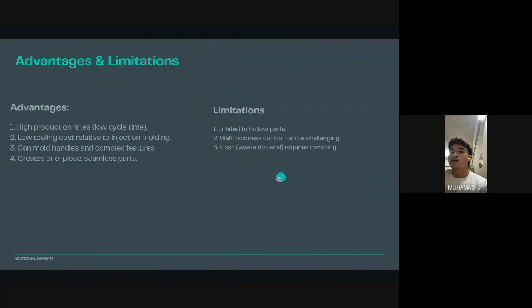However, it also has limitations. It is strictly for hollow objects, and achieving a perfectly uniform wall thickness can be an engineering challenge that requires precise control over the process variables. The process also generates flash, which is excess plastic that must be trimmed and recycled, adding a small step to the cycle.